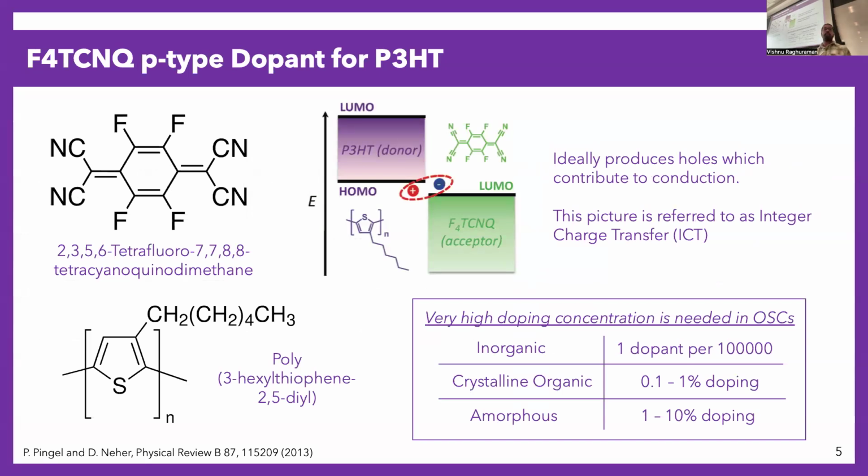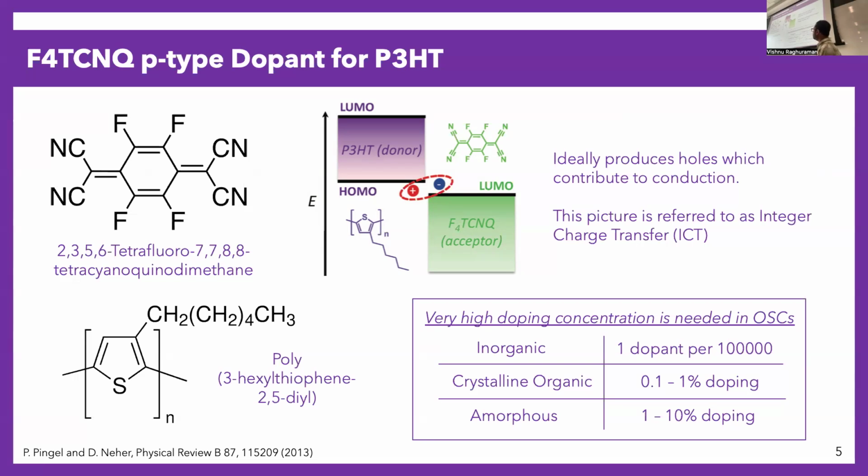Here, I have a classic example of a p-type dopant, F4TCNQ, shown here on top. And I have a classic organic semiconductor, which is P3HT, poly(3-hexylthiophene). And this has this type of integer charge transfer doping reaction here, where you have an electron that goes from the P3HT to the F4TCNQ, leaving a hole at the P3HT.